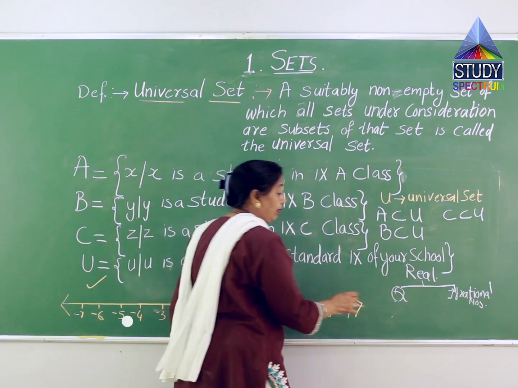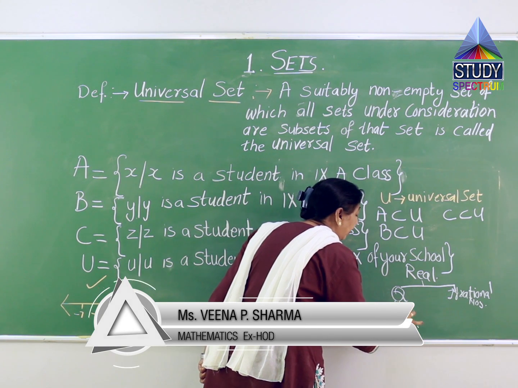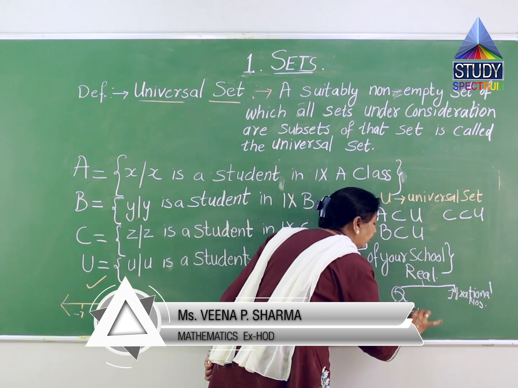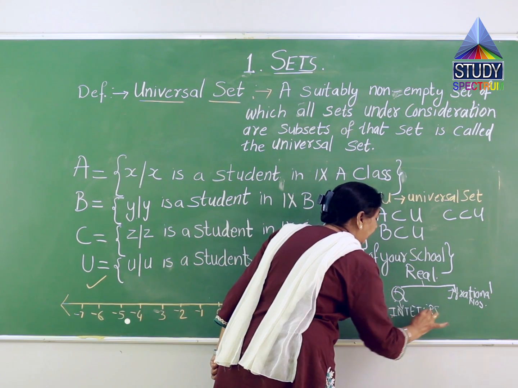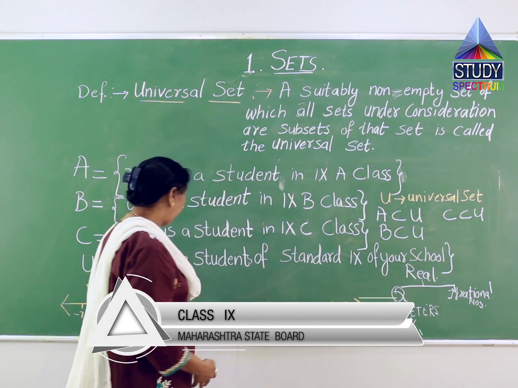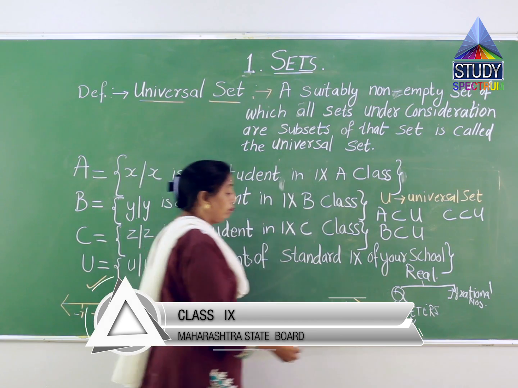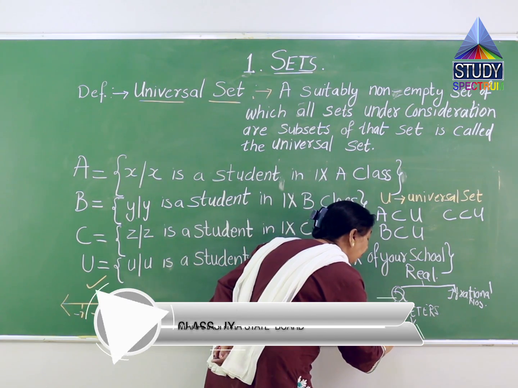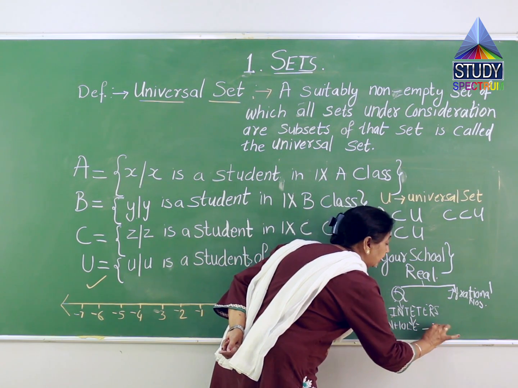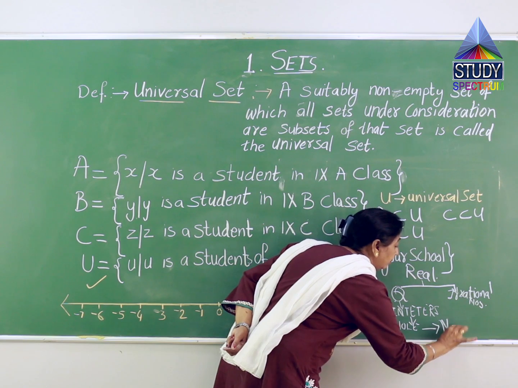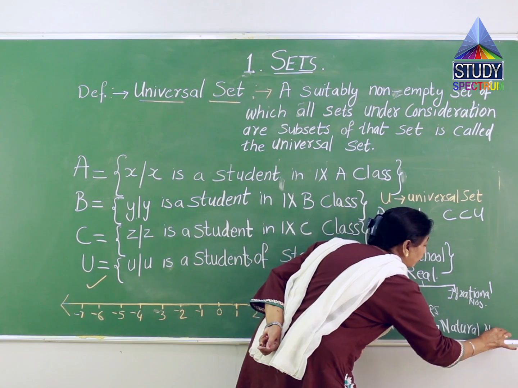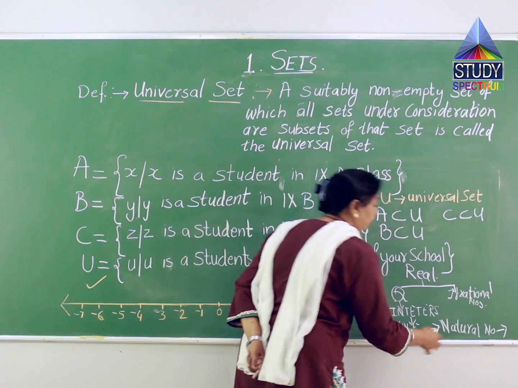Again, what are rational numbers? Rational numbers contain integers. And integers contain all the numbers, negative, positive and 0. So this contains whole numbers. Further, whole numbers contain natural numbers, and natural numbers contain odd and even numbers.